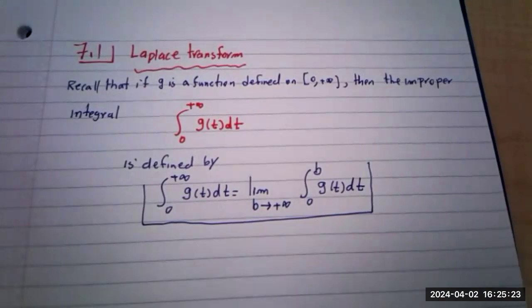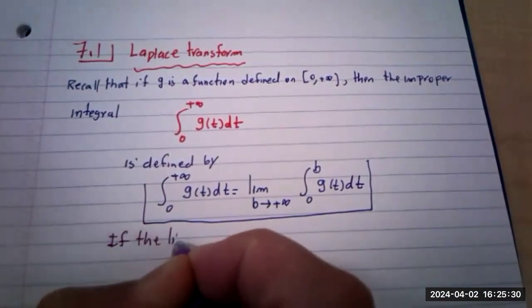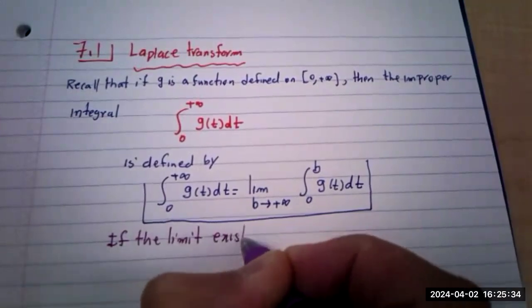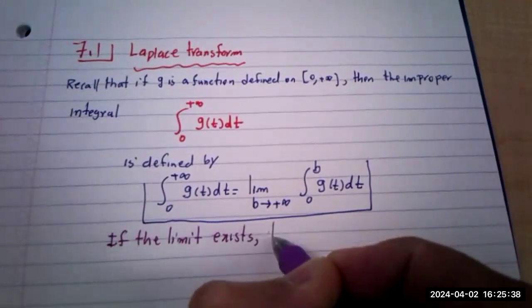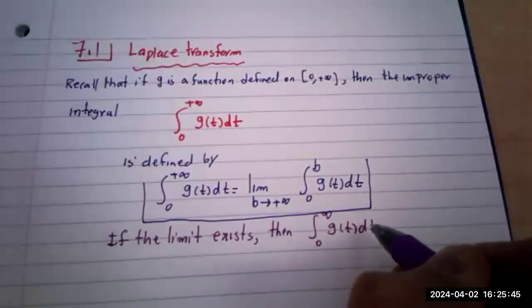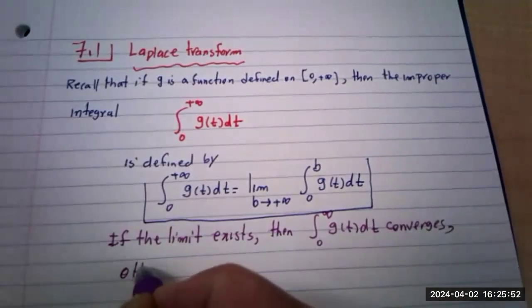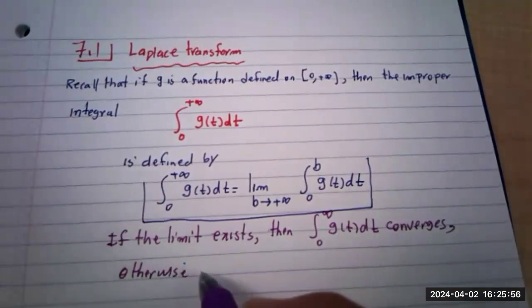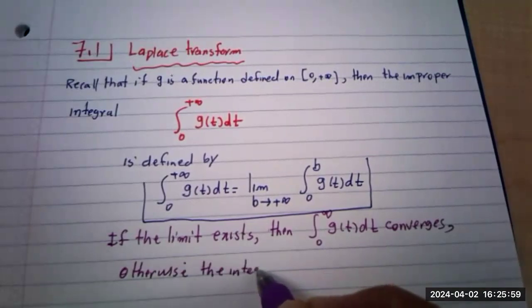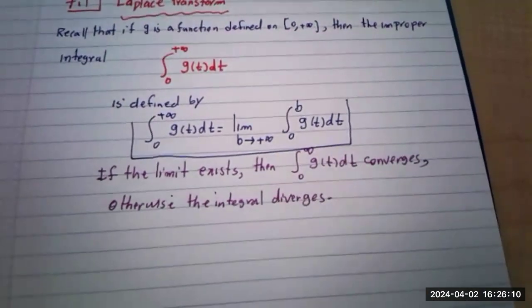If the limit exists, we say the integral is convergent, or converges. If the limit exists, then the integral from zero to infinity of g of t dt converges. Otherwise the integral does not exist. And that's the definition of the improper integral. We don't need anything else yet, so we just talk about the part that we need.